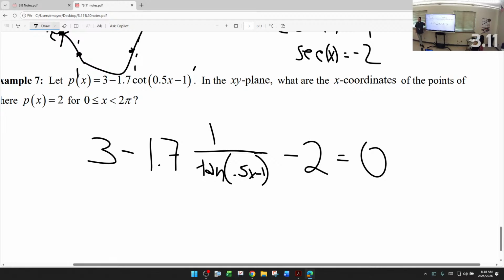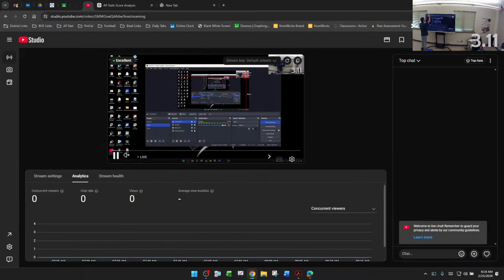Yep. It's saying x coordinate, but I'm only getting one coordinate. There's only one of them between 0 and 2 pi? Yeah. So make sure you change your window from 0 to 2 pi. There may only be one. I don't know. What'd you get? I got 4.0781.